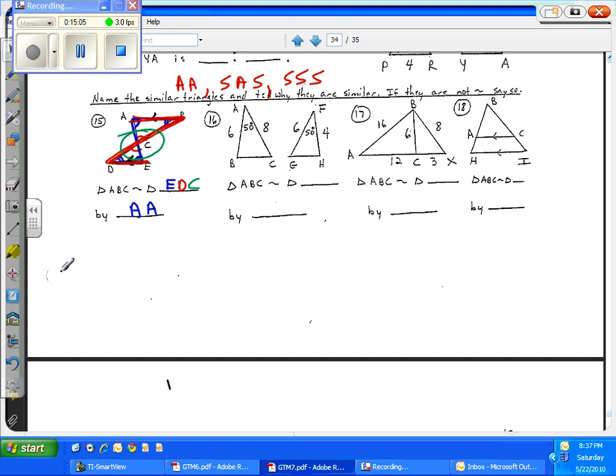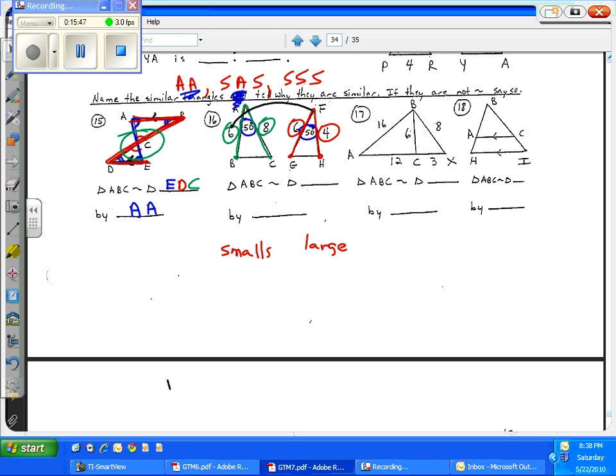Number 16, we have an angle of one triangle is equal to an angle of the other. That's all we know about the angles. We don't have two angles. We've only got one angle, so all we can try is side-angle-side. So we look at the sides that form the angles. The sides that form this angle are 6 and 8. The sides that form this angle are 6 and 4. We want to see if they're in proportion, and so we put small over small equals large over large.